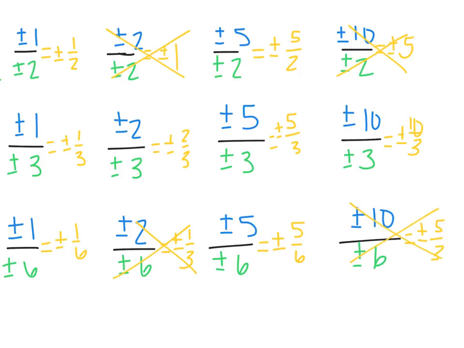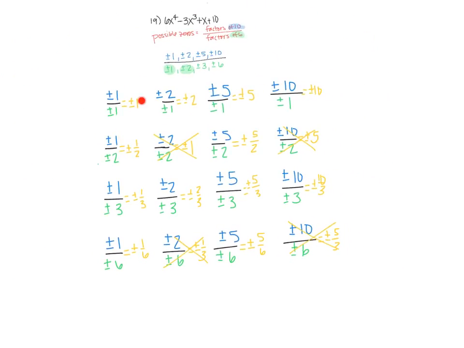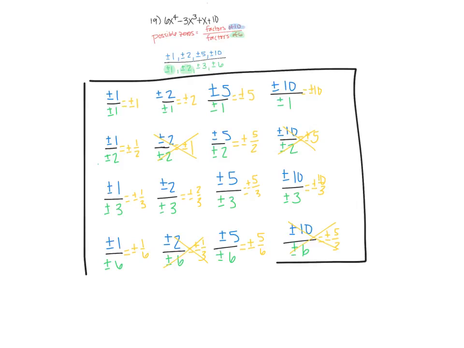So for this problem, you are looking at now your list of all of your possible zeros. There are a total of 2, 4, 6, 8, 10, 12, 14, 16, 18, 20, 22, 24 possible zeros for this problem. So that would be your answer.